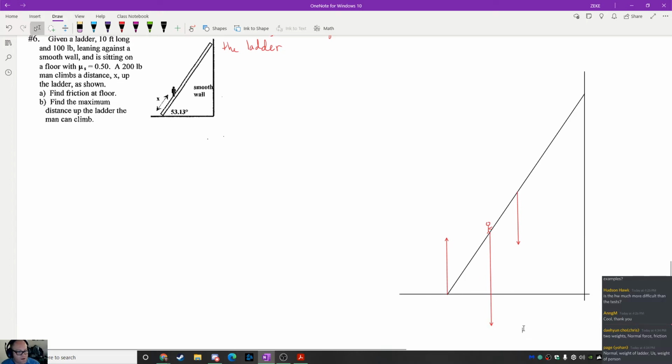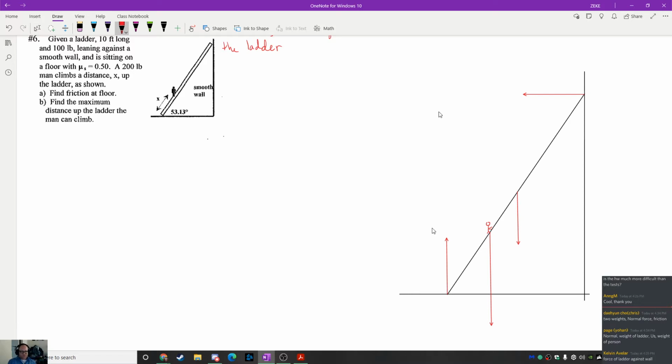Normal, weight of the ladder, weight of the person. And then what about this wall up here? Is there a normal force on this one? Yeah, force of the wall on the ladder, right? Like that. Okay, let's label those.